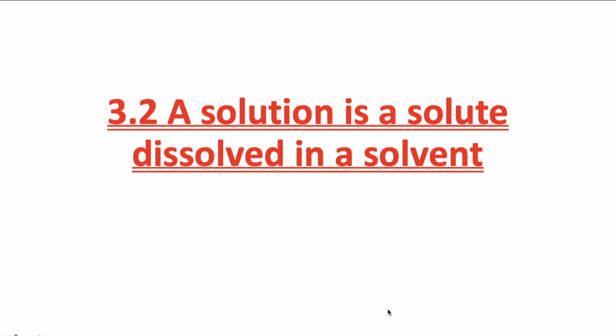A solution is a solute dissolved in a solvent. So we're going to take notes on chapter 3.2. And remember that we spoke before that there were three types of mixtures. One was a solution, the other one was a colloid, and the other one was a suspension. So we're going to go deeper into solution, okay?